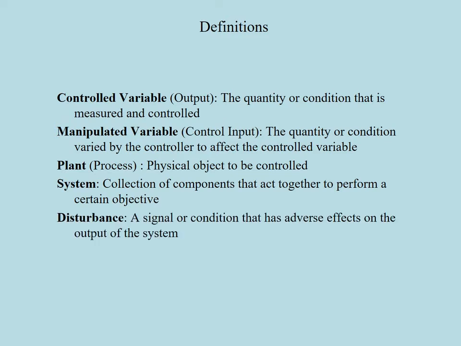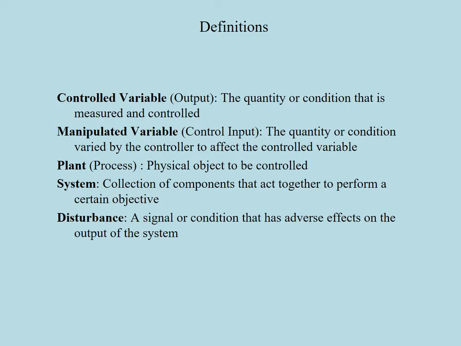In many cases, systems are exposed to signals or conditions that have adverse effects on the output. Such signals or conditions are called disturbances. Impurities in a chemical process or side winds for an aircraft can be considered as disturbances, for example.